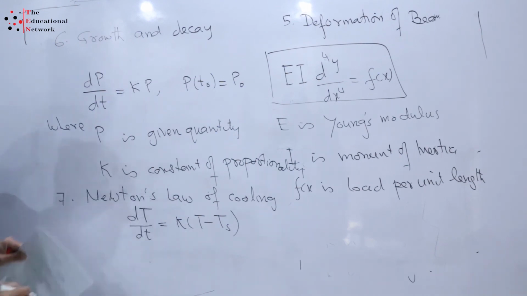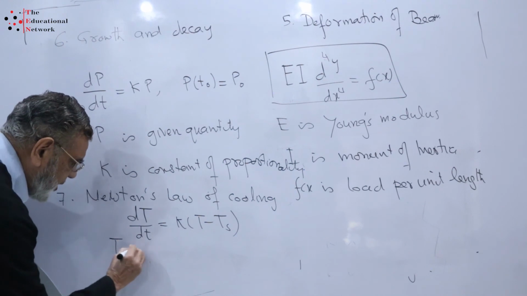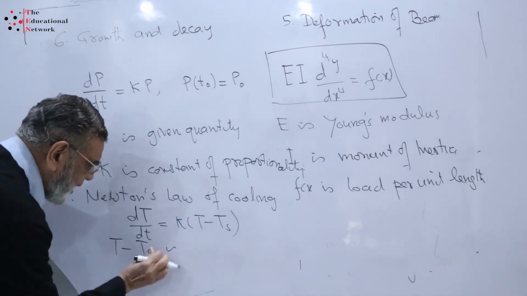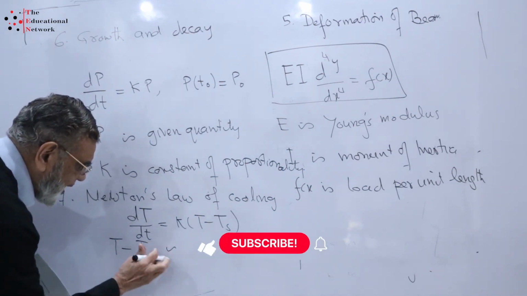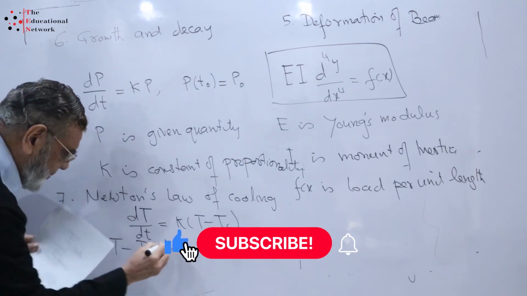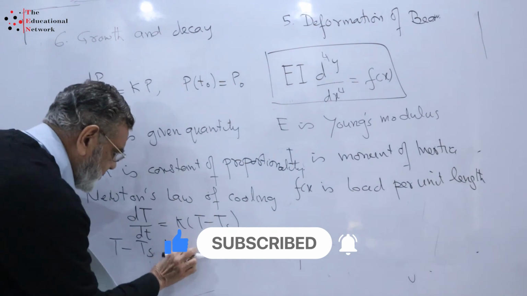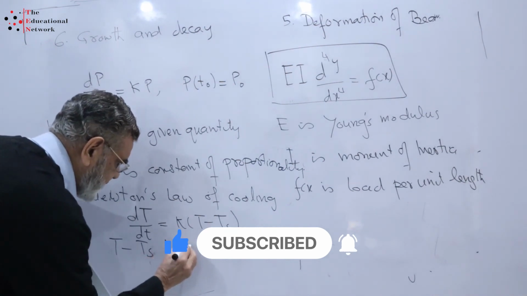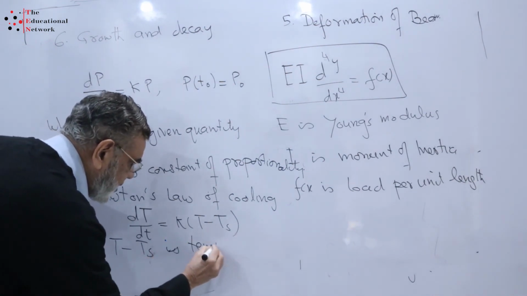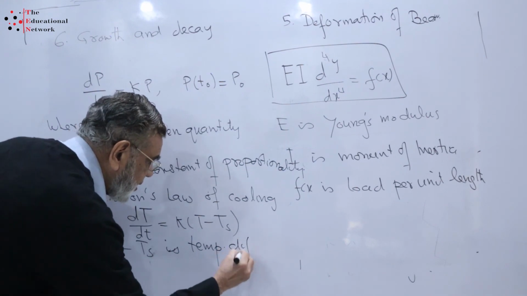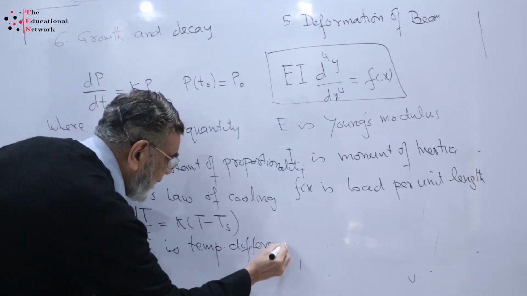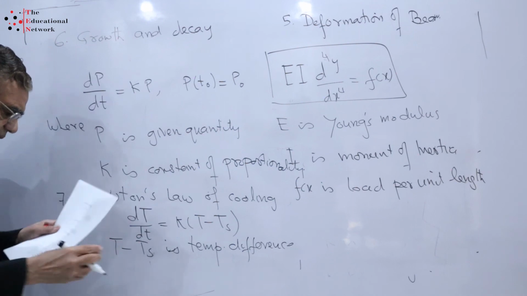T is the temperature. This is T minus Ts, which is our temperature difference. K, as I mentioned, is this constant, and T is the temperature.